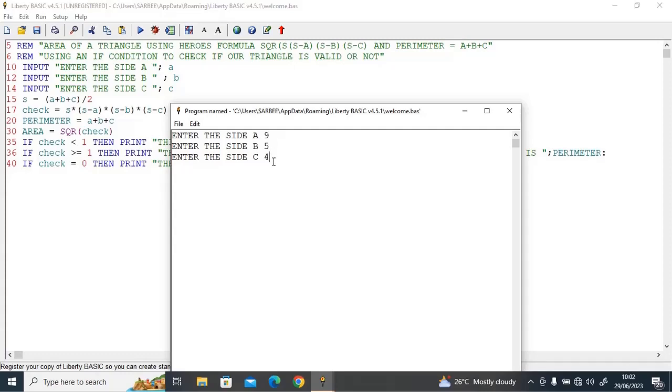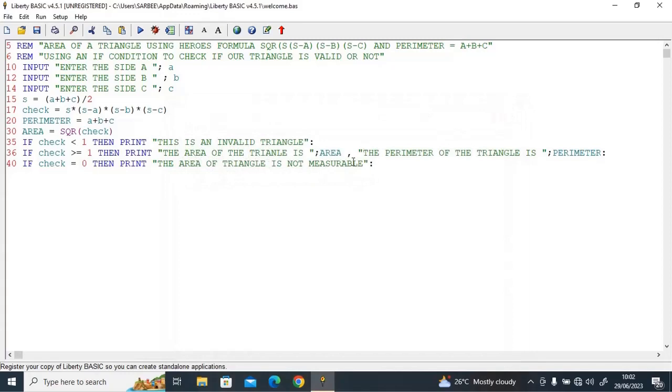The area will not be 0. So let's check. You can see it said this is an invalid triangle. The area of the triangle is not measurable. What is wrong? It's printed this also. If check, then print this is an invalid.